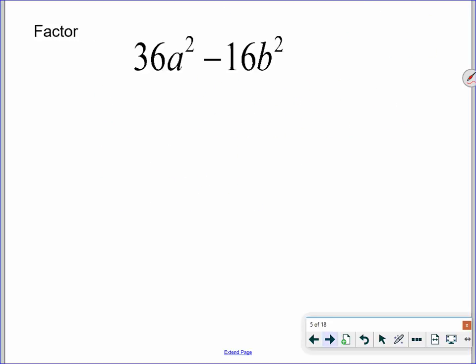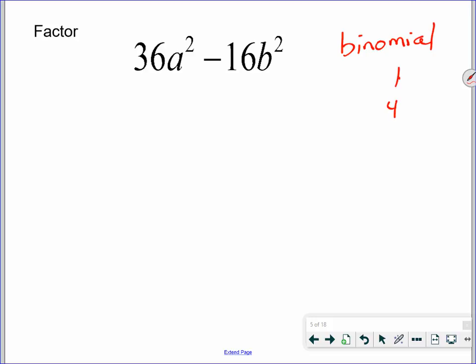All right, moving right along. So we're looking at this problem. Only 2 terms, so it's a binomial. Whenever we have a binomial, we want to look and see if it's one of the special binomials: difference of cubes, sum of cubes, or difference of squares. Remember, we're looking for those numbers that are squares.